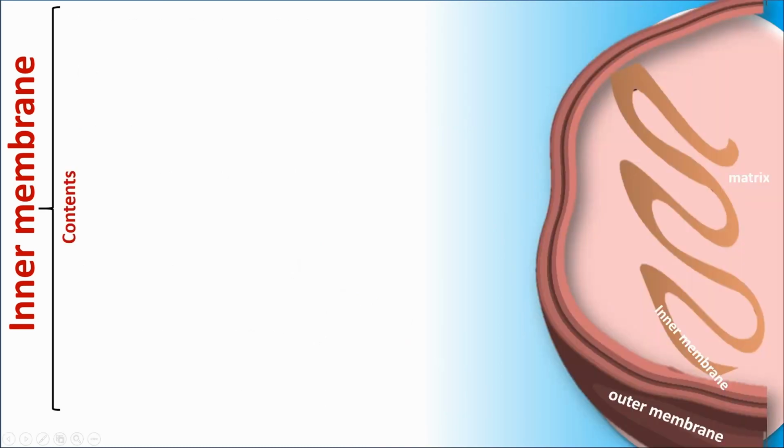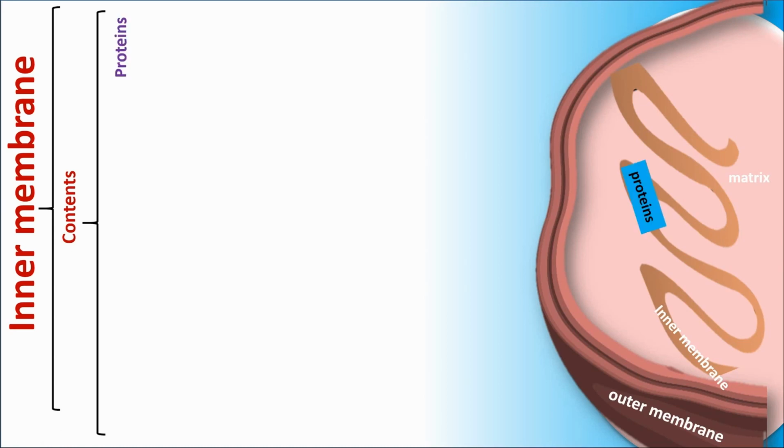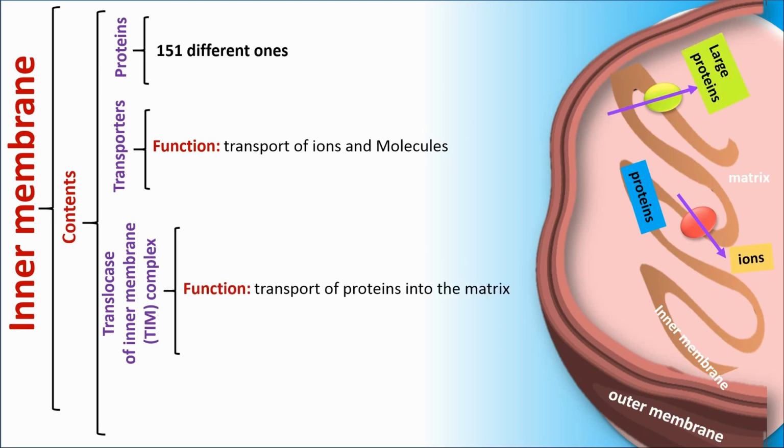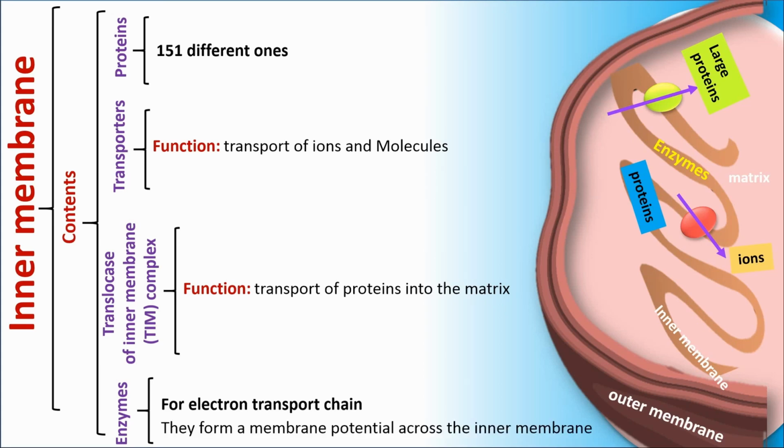Inner membrane has a lot of contents. Proteins, 151 different ones. Transporters, they play a role in transport of ions and molecules. Translocase of inner membrane, or TIM complex, plays a role in transport of proteins into the matrix, and enzymes. For the electron transport chain, they form a membrane potential across the inner membrane.